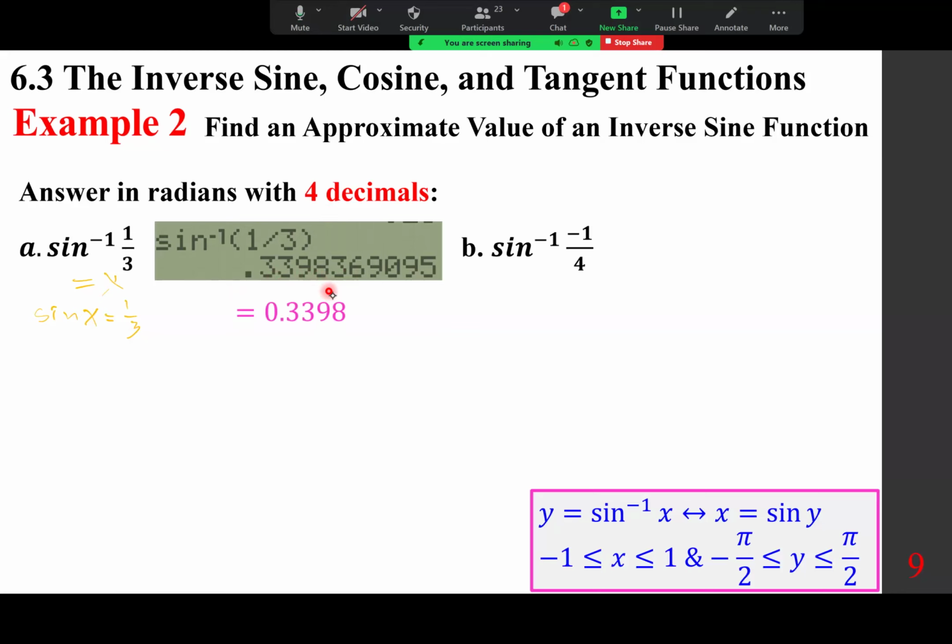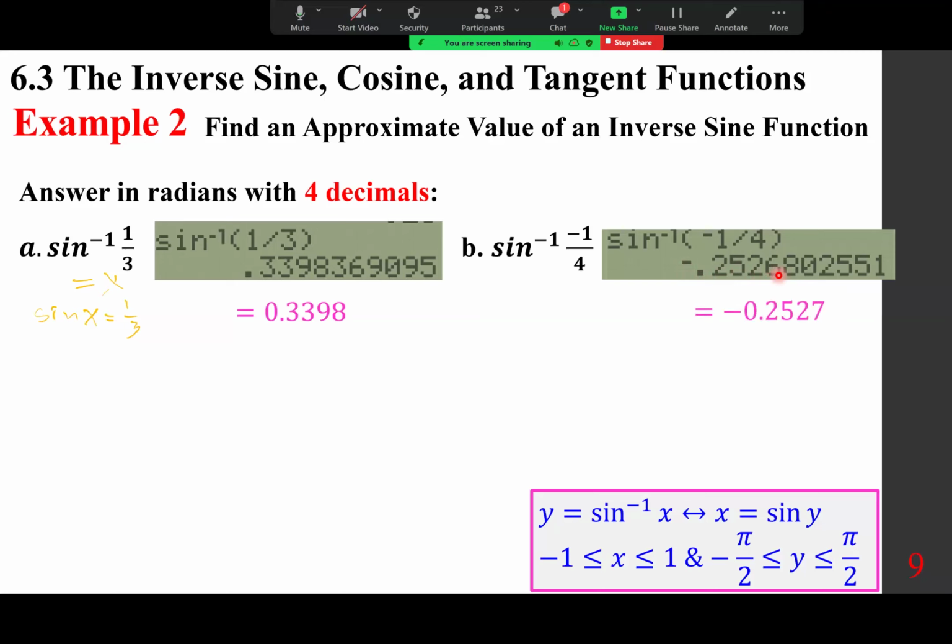Bear in mind, this is in radians. Same thing here. This is not a common arc. If I set it equal to x, that means sine x is -1/4. Doesn't do us any good. We put it into a calculator, and we want four decimals. Next to 6 is 8, so we change it to 7: -0.2527. So you put it into a calculator, sine inverse of -1/4.